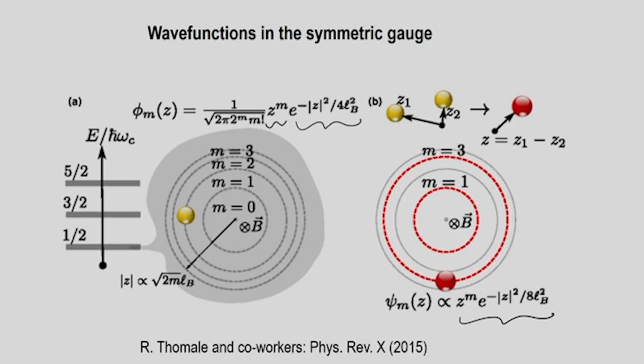So, each of these Landau levels is characterized by the length, which is given by the mod of z, where z is a complex number, where z1 and z2, one can see it here, that z is actually equal to z1 minus z2, and z1 and z2 are the complex coordinates of two such particles with respect to a chosen origin, and z is equal to z1 minus z2, and it has a radius which is given by root over 2m into lB.